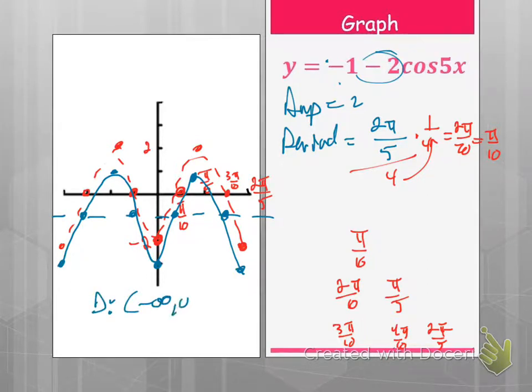Domain here is still negative infinity to positive infinity. Now look at the range. What values is the blue graph bouncing between, right? And it's bouncing between -3 and 1 on the y-axis. So that's your new range. Okay? All right.